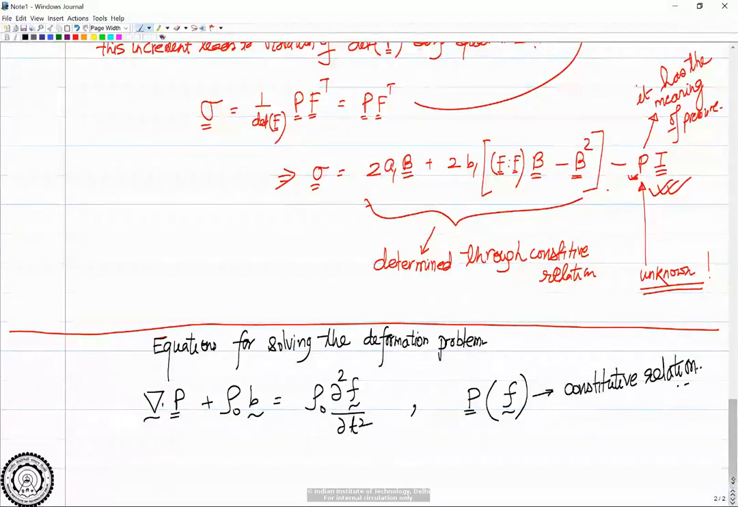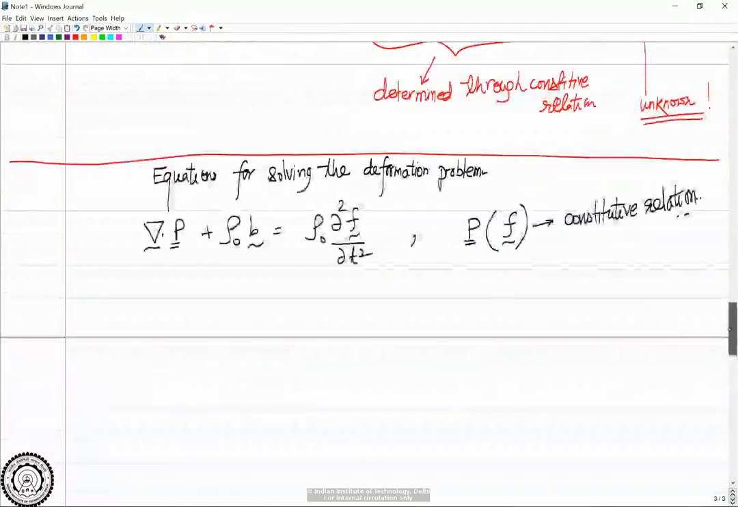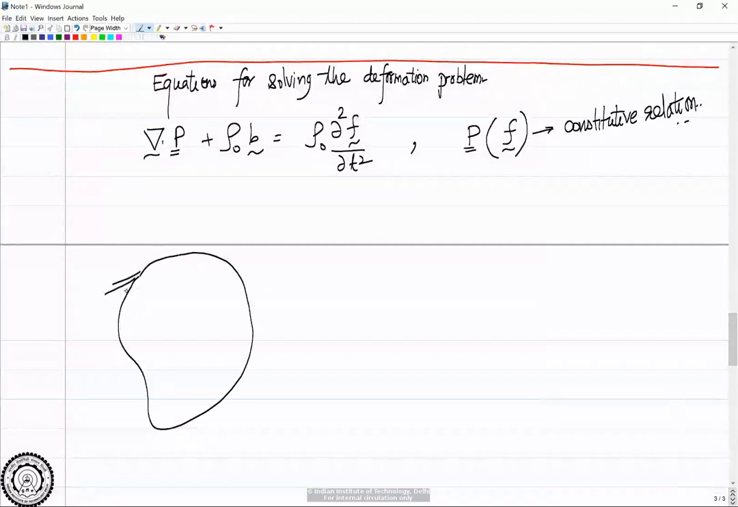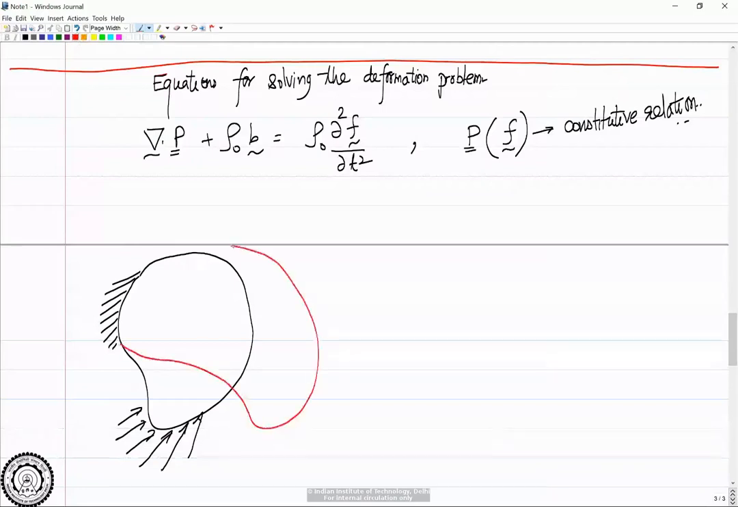But whenever you have a differential equation you also need boundary conditions. So let's talk about what boundary conditions. What are the typical boundary conditions that are usually used? So you can have a body which may be clamped at some part, right? And you may be applying force to it, let us say force like this on another part of the surface, and because of this it may get deformed, let us say like this.